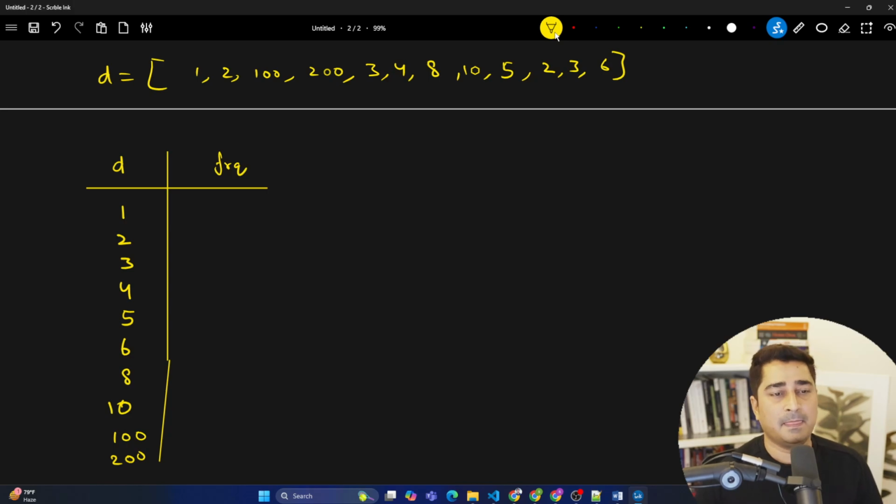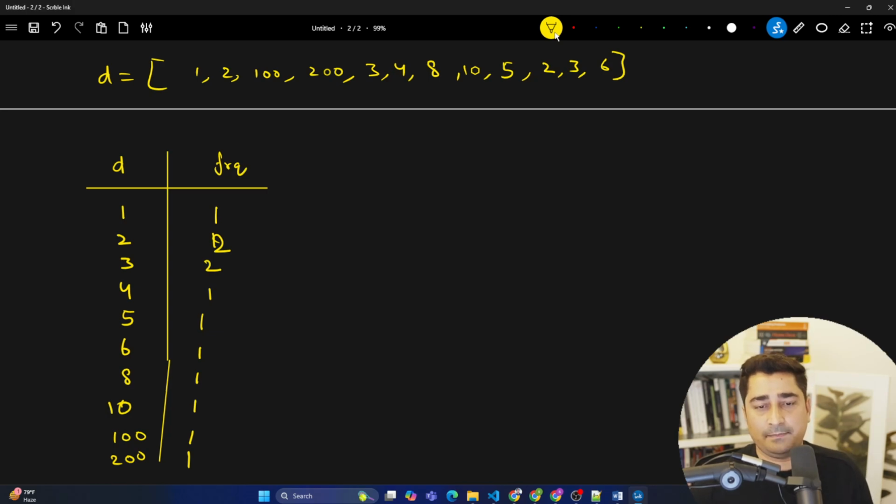Okay, that's fine. Now, what is the frequency of 1, guys? So how many times 1 is occurring inside my data set? So 1 time. How many times 2 is occurring inside my data set? 2 times basically. How many times 3 is occurring? So 2 times. How many times 4 is occurring inside my data set? 1 time. 5, again 1 time. 6, again 1 time. 8, 1 time. 10, 1 time. 100, 1 time. And 200, 1 time. Okay. So this is the data and this is the frequency that I have written.